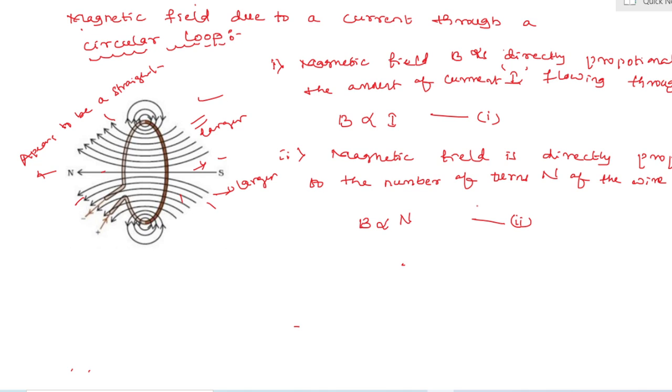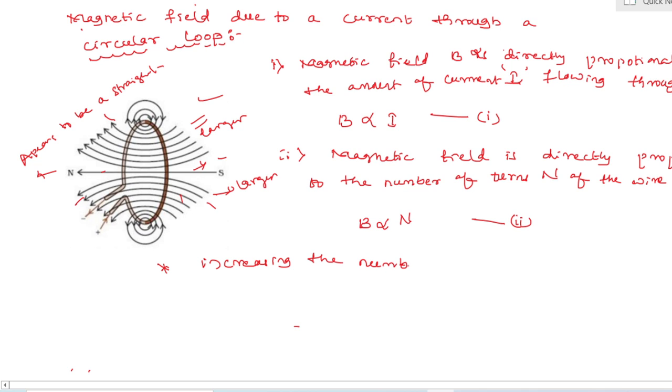Thus, the strength of the magnetic field produced by a current carrying circular coil can be increased by what? By increasing the number of turns of the coil. How can the magnetic field produced by a current carrying circular coil be increased? It is increased by increasing the number of turns of the coil.